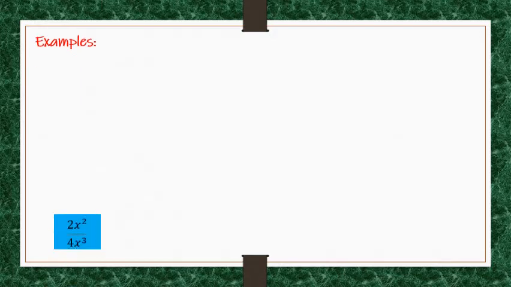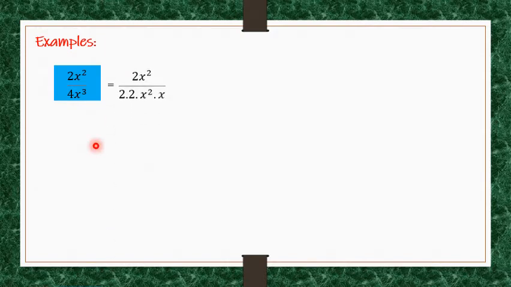Let's have the examples. We have 2x squared divided by 4x cubed equals 2x squared over 2 times 2x squared times x. Where do you get this one? So this is our common factor, or the greatest common factor. Now we're going to divide both sides by 2x squared. But since this one is the solution, we're going to factor out. So I'm going to show you the factor out.